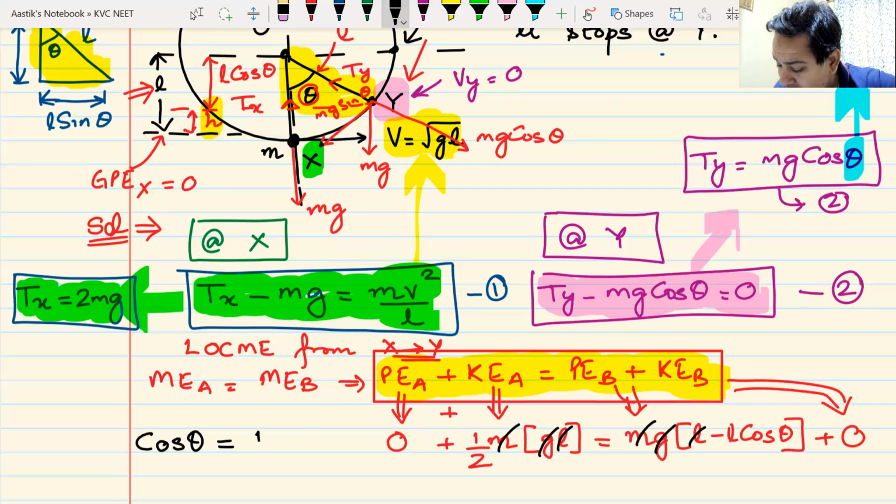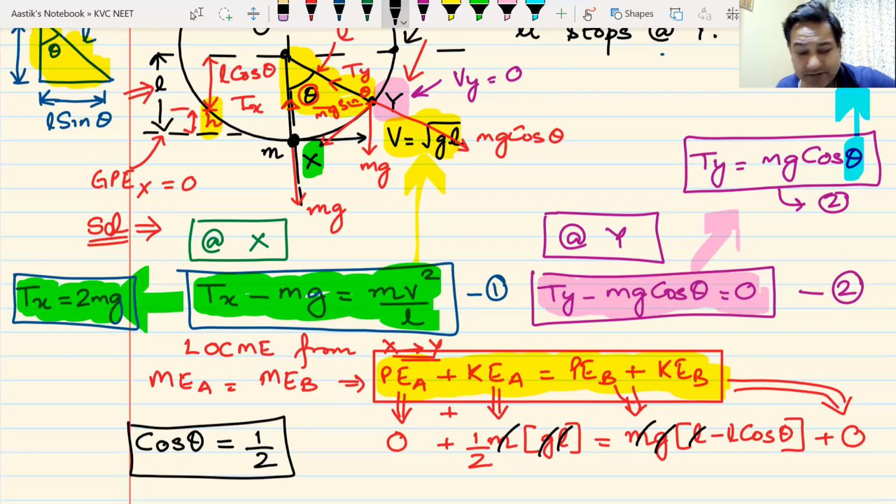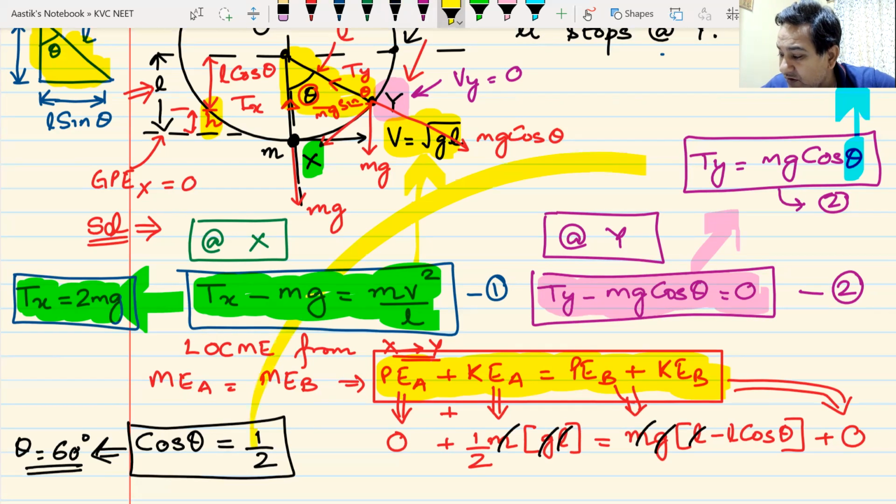And you are right, the value of cos theta will be coming as half, or I can simply say theta will be 60 degrees. As simple as that. Theta is coming as 60 degrees. If I put this value from here, I transfer it to here, I will get the value of tension at the point Y.